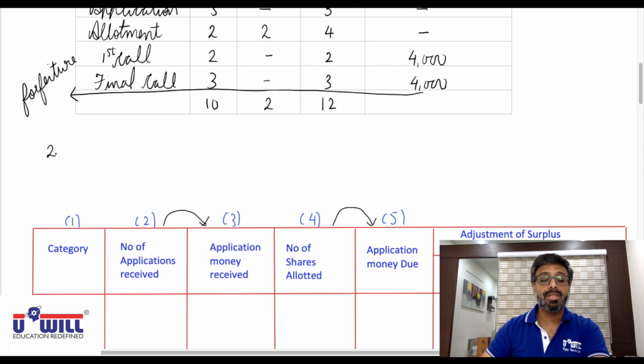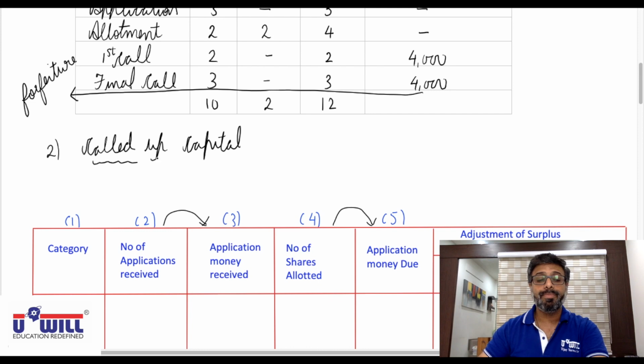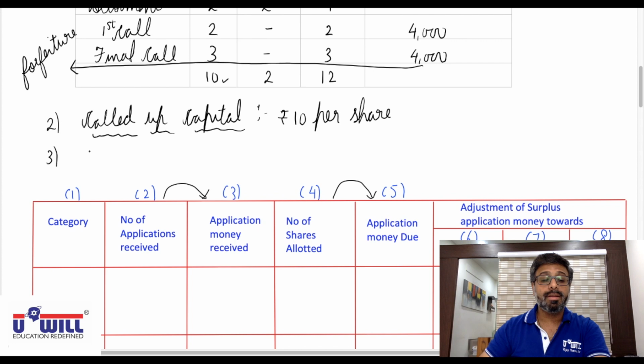Now second workings, called up capital. Wherever required, you all can pause the video and write it down and then play the video. Now called up capital, since forfeiture is done after final call, called up capital is complete rupees 10 per share. Okay, called up capital is complete rupees 10 per share. Third workings of pro rata allotment. Again, as I said, all of you can pause the video and make these columns, and then you play the video to understand the workings of pro rata allotment.